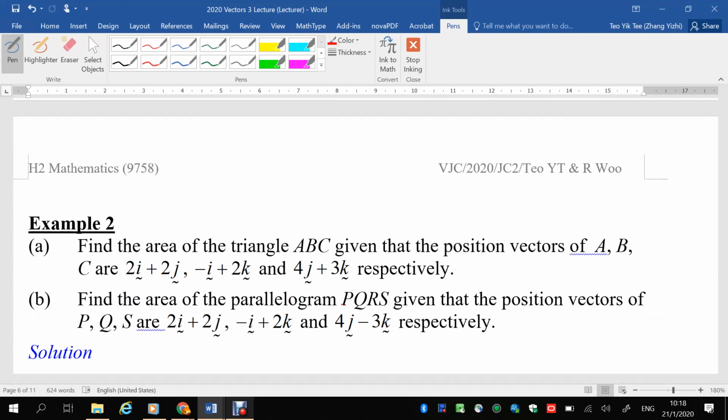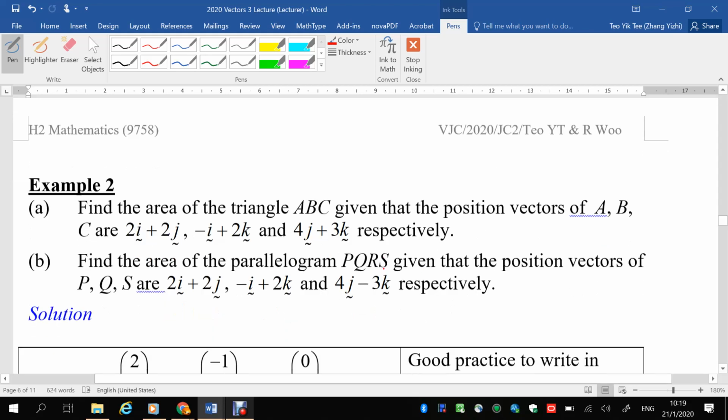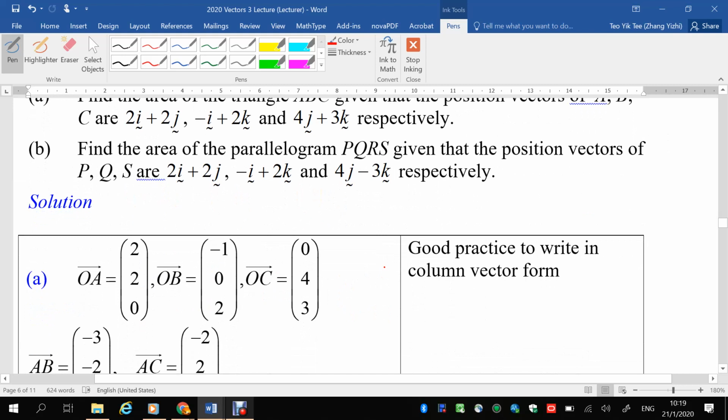Okay, example 2a. The question asks you for the area of triangle ABC, and I give you the position vectors of A, B, C in your IJK form. Okay, let's look at example A first. So same thing. Your lecture notes are structured in such a way that the left hand side is your solution, the right hand side is your thought process. I want you to focus more on the right column, not too much on the left.